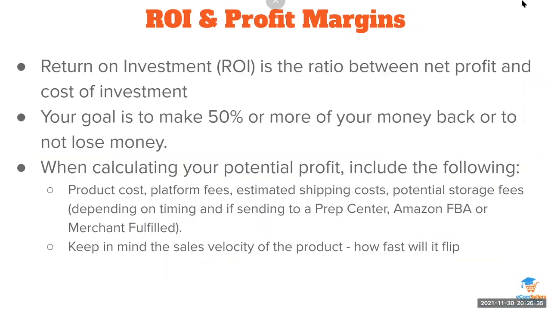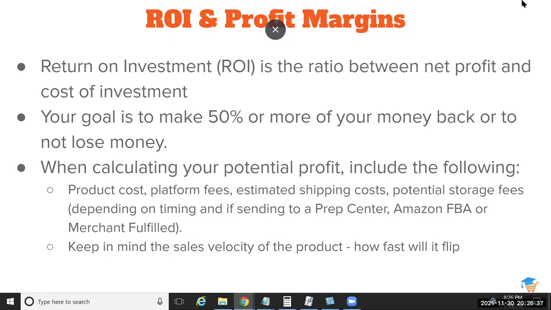So the next thing we want to talk about, and I've got to move this little loading forward. Okay. So your ROI and your profit margin. Your goal is to make sure that when you're buying a product, you actually are going to make some money off the product. So the ROI is your return on investment, and that is the difference between the profit and the cost of the investment. In other words, how much did the thing cost?